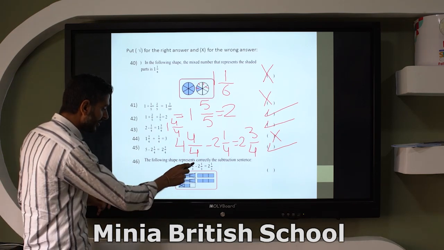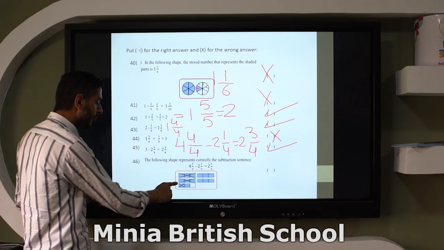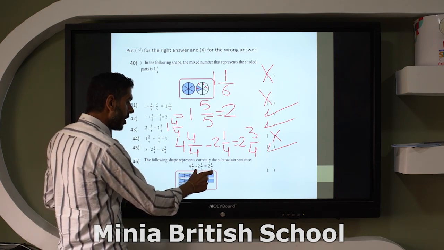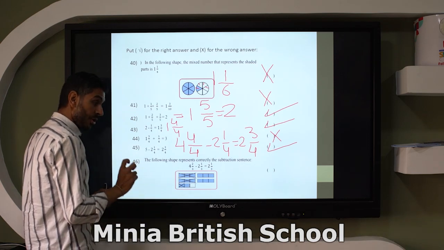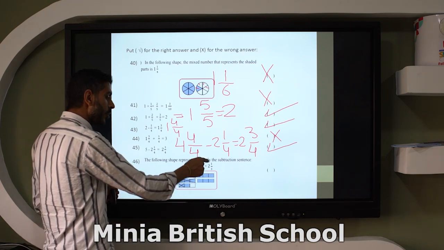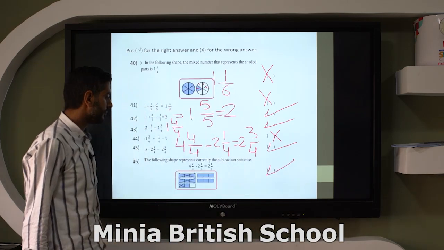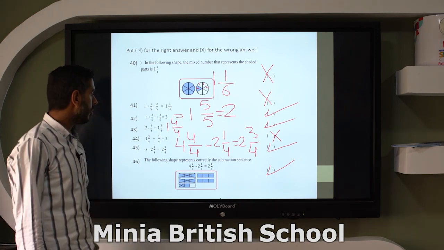Cancel 2 at first. Cancel 2 wholes. Then cancel 1 part from 3. Okay, it's right. The remainder here is 2 whole numbers, and here 1 over 3. So it's right. Okay. Next one.